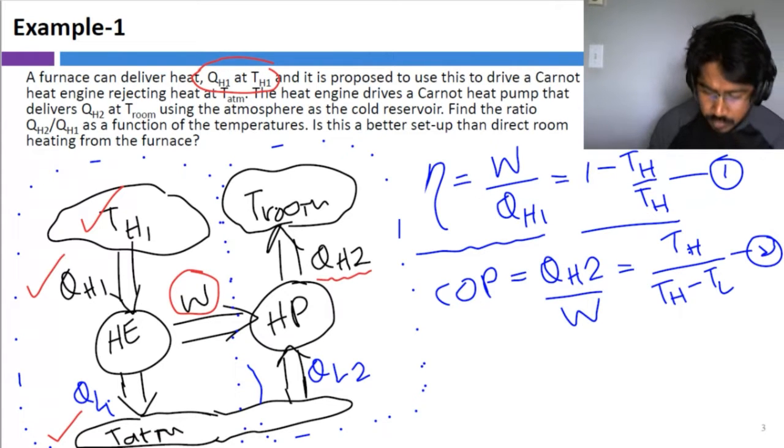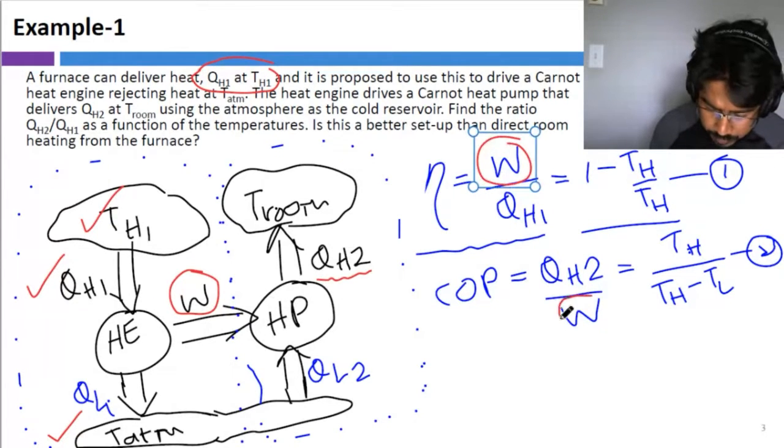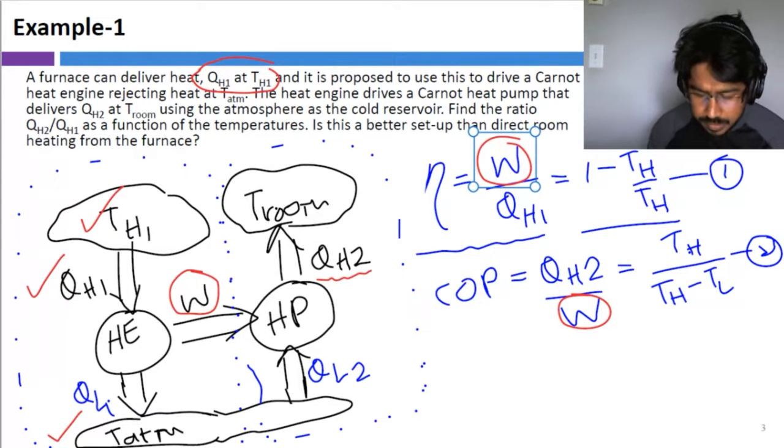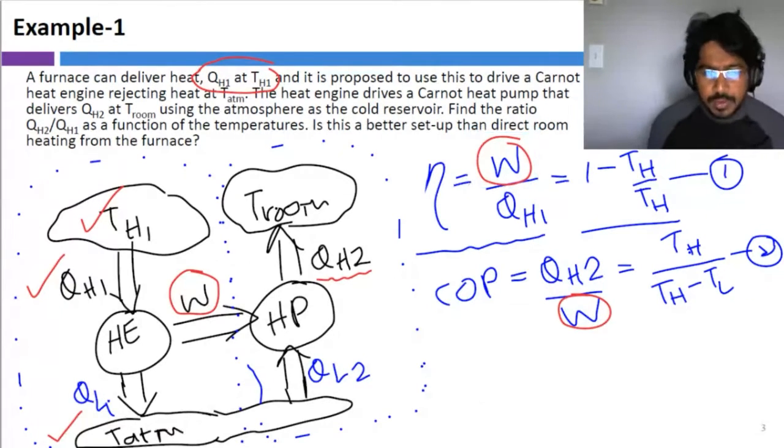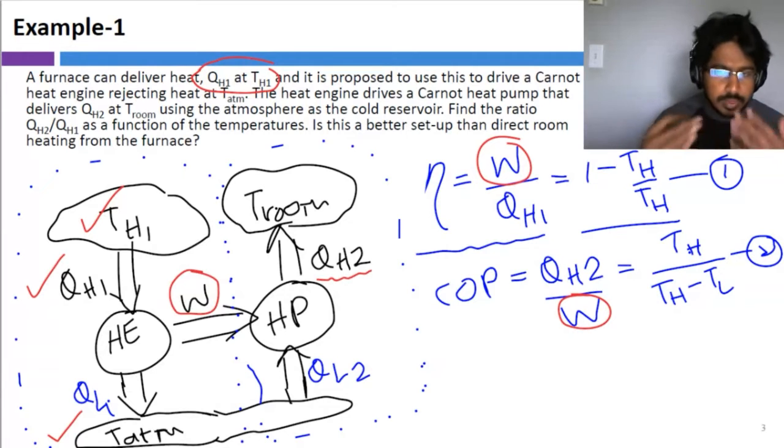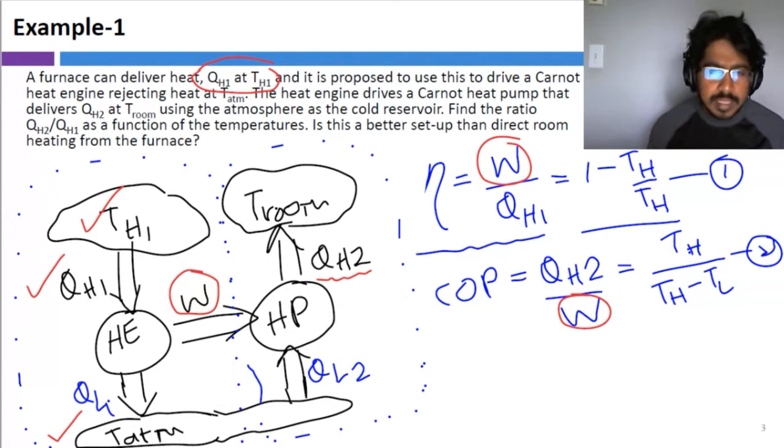So equation 2, right? Now when we are looking at these two equations, we can see that only W is the unknown parameter. Everything else is given in the question. And if we want to get a ratio between QH1 and QH2, then we can substitute from equation 1 in equation 2, or substitute equation 2 using equation 1. So vice versa, you can go both ways. You can basically substitute for W in one equation using the other, so that you come across the answer.